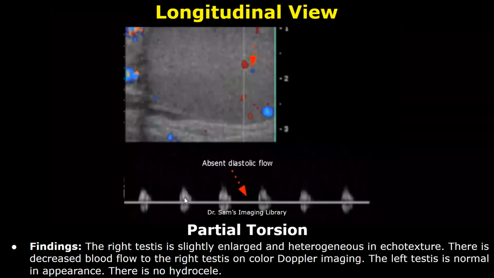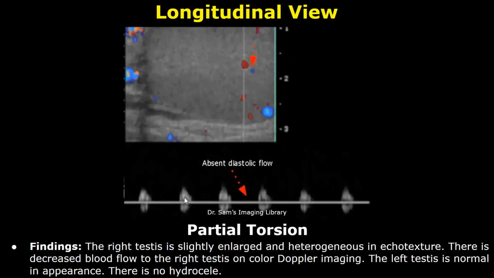Now we have a case of partial torsion. The right testis is slightly enlarged and heterogeneous in echo texture. There is decreased blood flow to the right testis on color Doppler imaging. The left testis is normal.